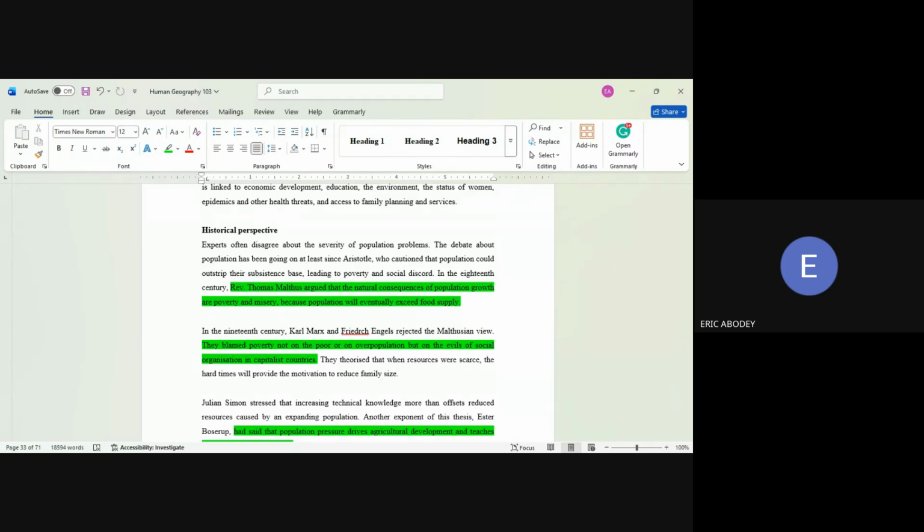What does this mean? The evils of social organizations. So what are some of the evils of social organizations that these researchers talked about? Like a few people amassing wealth for themselves, not opening up the economy to take care of the teeming population, but fewer people wanting to amass the wealth for themselves, like what we are seeing in our part of the world. Fewer people keep on prospering, quote unquote, whilst the majority wallow in poverty.